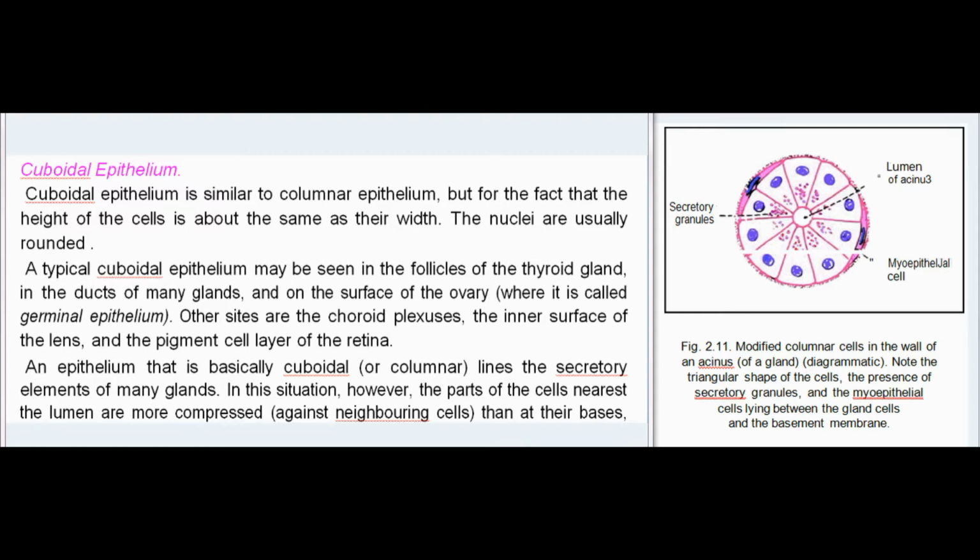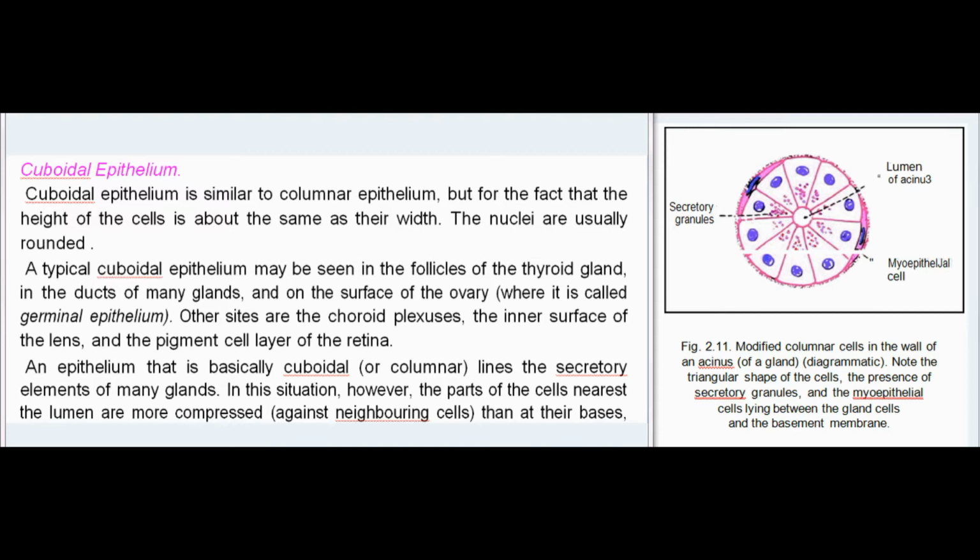A typical cuboidal epithelium may be seen in the follicles of the thyroid gland, in the ducts of many glands, and on the surface of the ovary, where it is called germinal epithelium. Other sites are the choroid plexuses, the inner surface of the lens, and the pigment cell layer of the retina. An epithelium that is basically cuboidal, or columnar, lines the secretory elements of many glands.